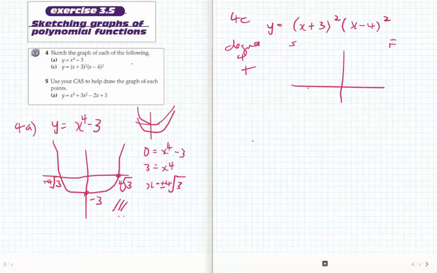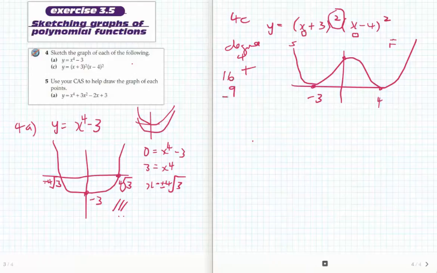It touches at x equals -3. It touches because of the power 2. It also touches at x equals 4. So I've got touch, go up, come down, touch, go up. I need to find the y-intercept. That will be when x equals 0. 3 squared is 9. 4 squared is 16. 9 times 16, 9 times 6 is 54, carry 5. 144 will be my y-intercept.